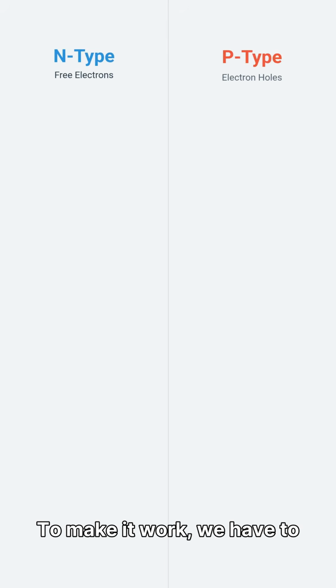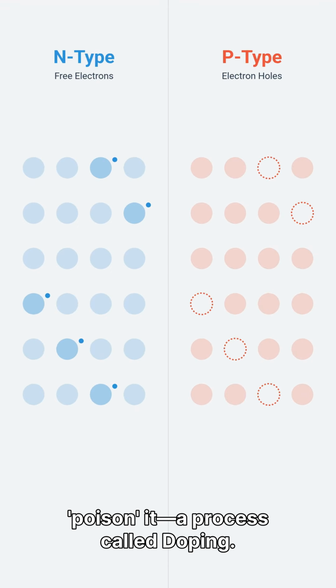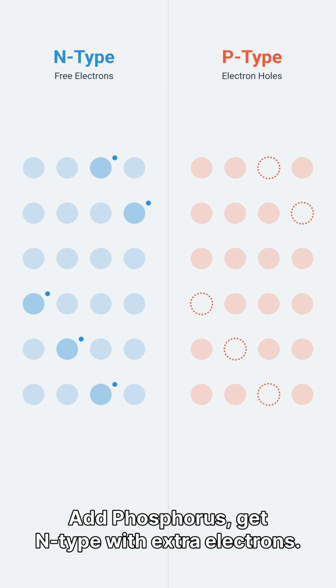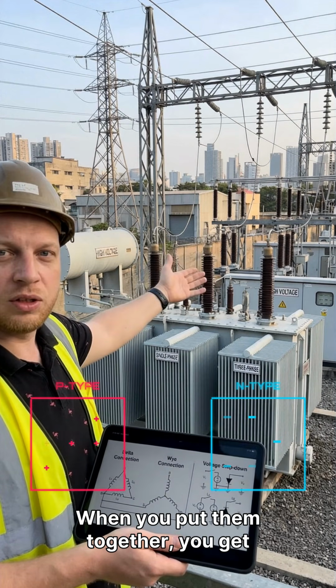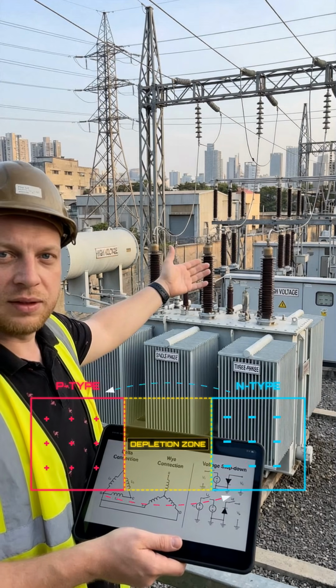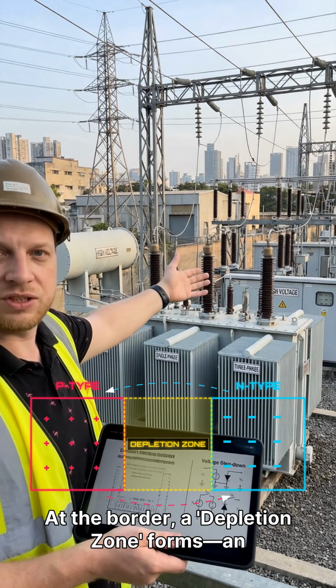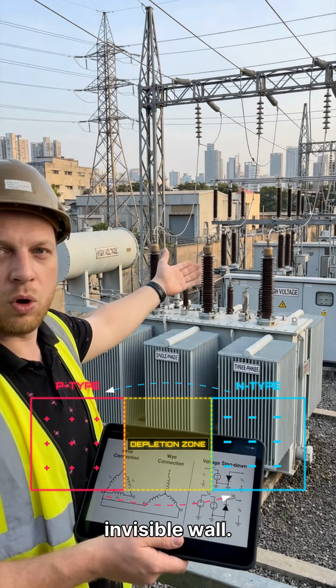To make it work, we have to poison it, a process called doping. Add phosphorus, get N-type with extra electrons. Add boron, get P-type with holes. When you put them together, you get the PN junction. At the border, a depletion zone forms, an invisible wall.